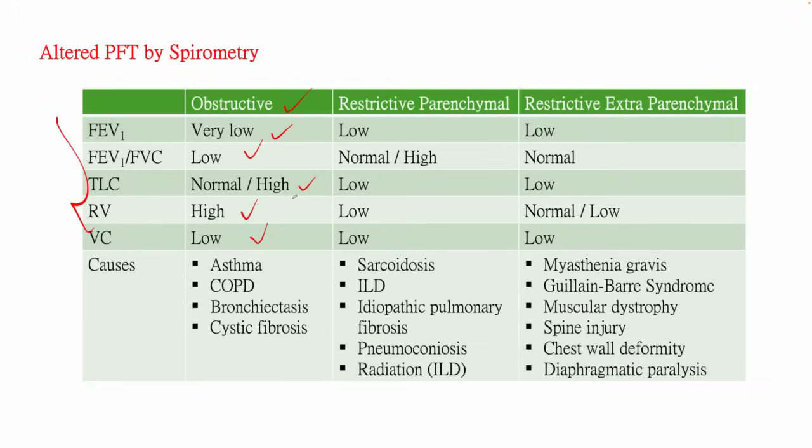On the basis of this, you will be able to find whether it is obstructive, restrictive or extraparenchymal restrictive. And in this kind of obstructive disease, what are the examples? Asthma, COPD, bronchiectasis, where the lung airways become damaged so it is hard to clear mucus, or cystic fibrosis.